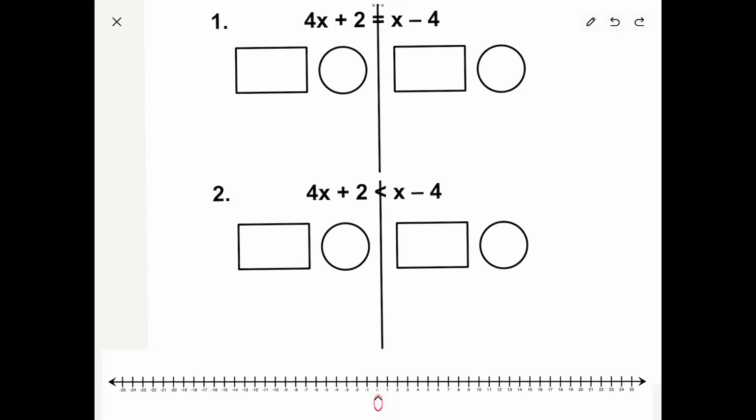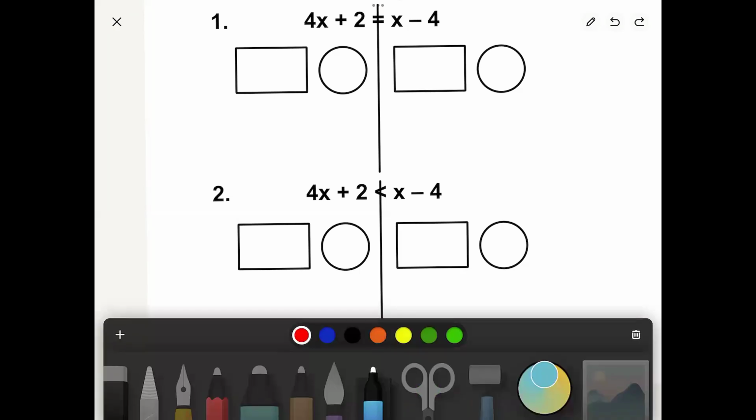I wanted to go over the mini lesson that we had today for Friday, September 27th. Basically, what I wanted the students to see is that a lot of them are getting much better at solving equations using boxes and circles or whatever method they choose. But they seem like they are not sure about inequality. So I want to show you the difference between equations and inequalities. There's not much difference at all. So the very first equation is 4x plus 2 equals x minus 4.